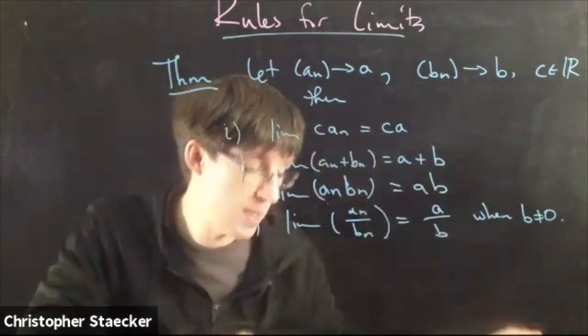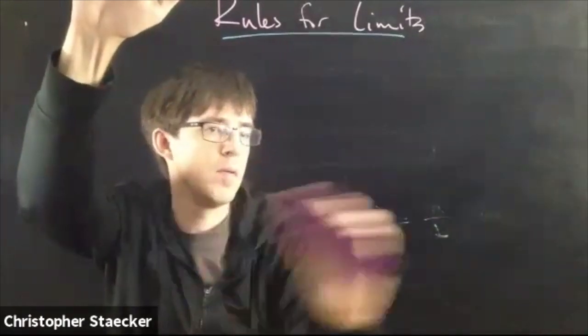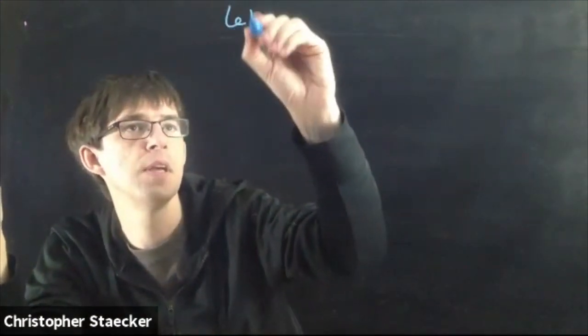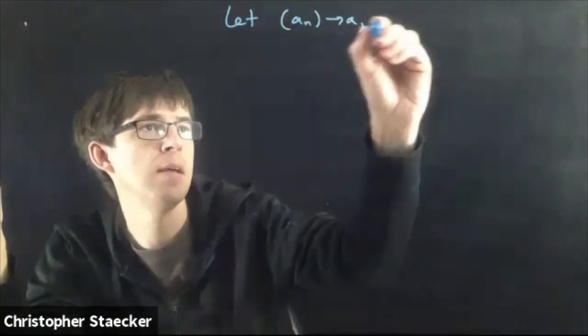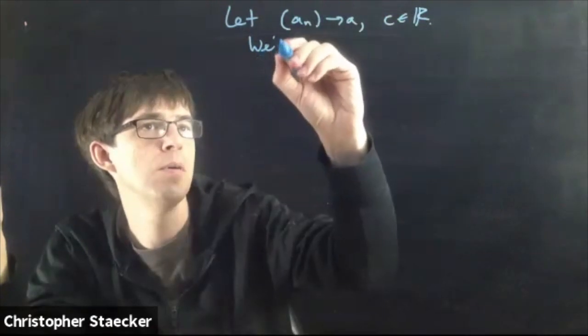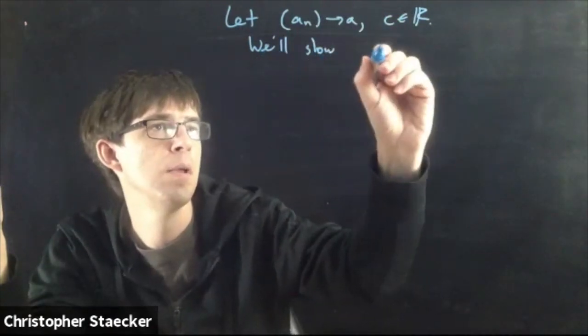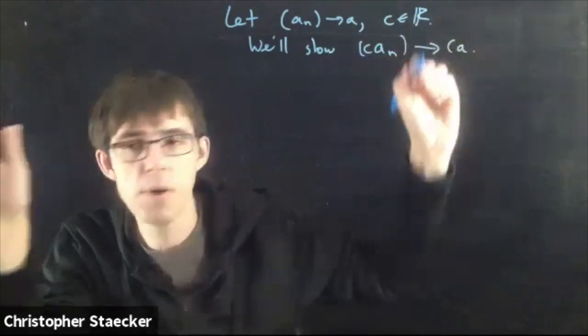Let's see if we can demonstrate the first one. So I'm going to write just the first one again. This is what we need to show. So I'm going to say let a_n approach A, and some constant c, a real number. And then we'll show c a_n approaches cA. All right.